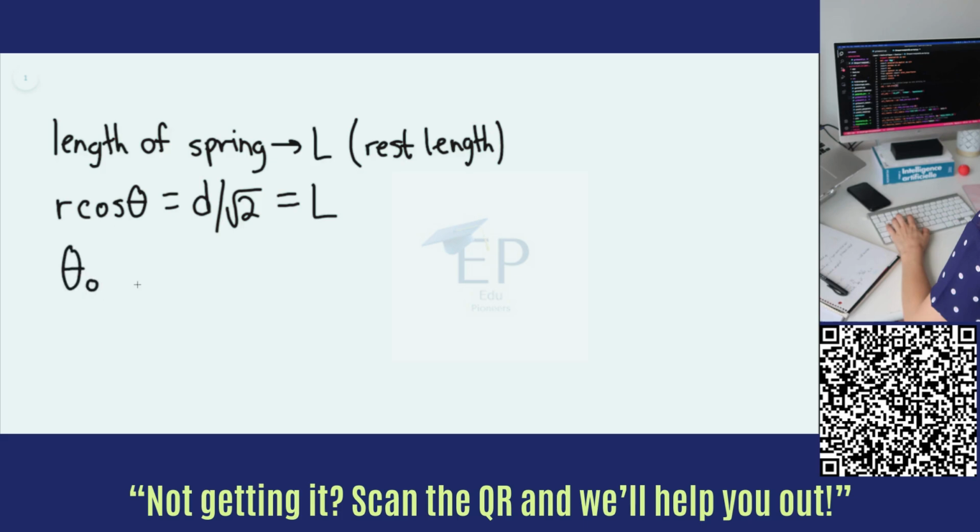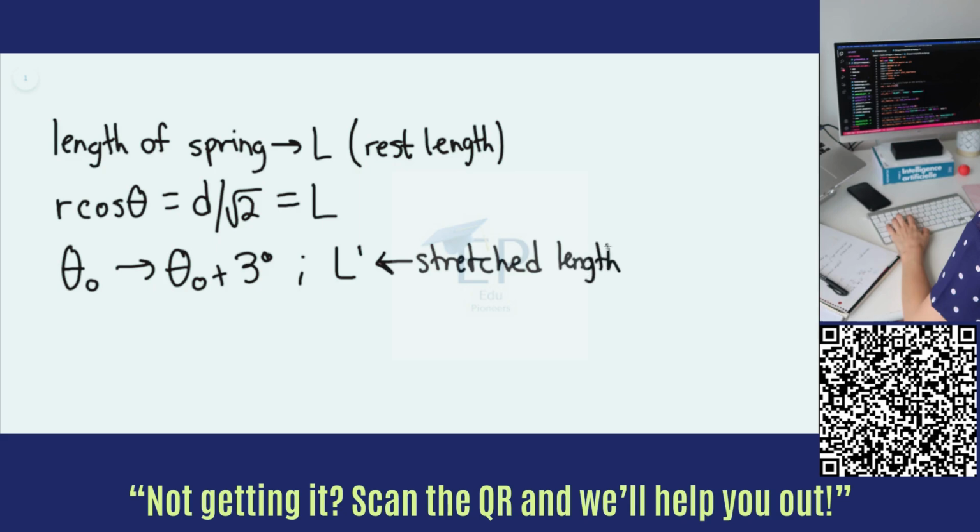In terms of this angle, the problem essentially just asks us to consider the dynamics of the problem, how the system moves, resulting from increasing the angle theta from its original value. So we are going from the original value of theta to theta plus 3 degrees. Now, we're then going to release it and let it oscillate. So we're going to say that its new stretched length, L prime, would be the stretched length of the spring.